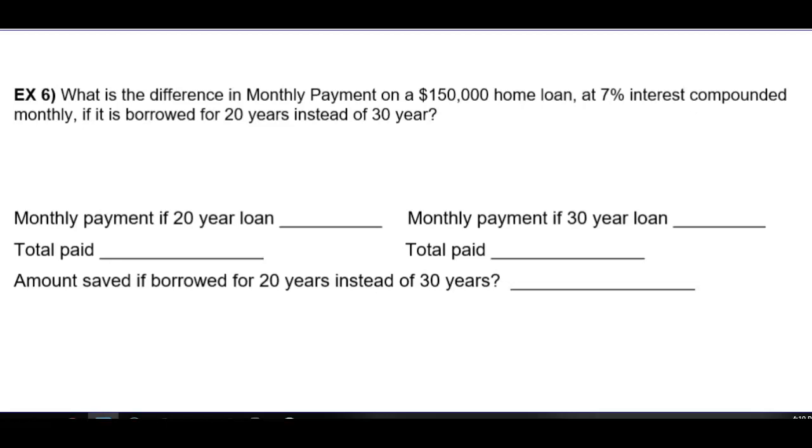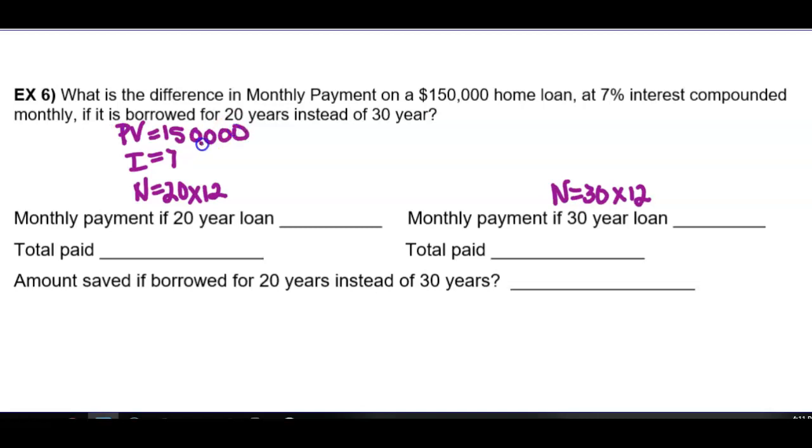This is a great question that I put on here to educate you about mortgages. It says, what is the difference in monthly payment on a $150,000 home loan at 7% interest compounded monthly if it's borrowed for 20 years or 30 years? So for this one, we're going to do n equals 20 times 12. And for this one, we're going to do n equals 30 times 12. For both of them, we're going to do 7%. And the present value is 150,000. And the future value is 0.